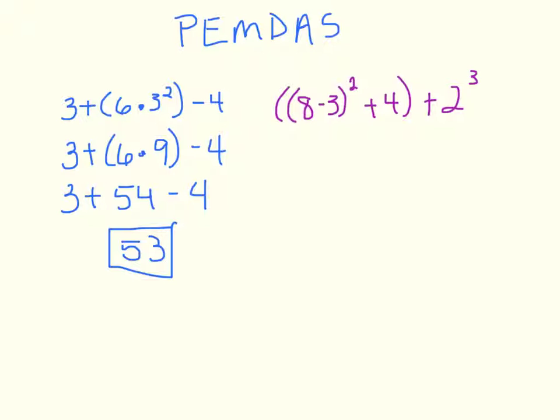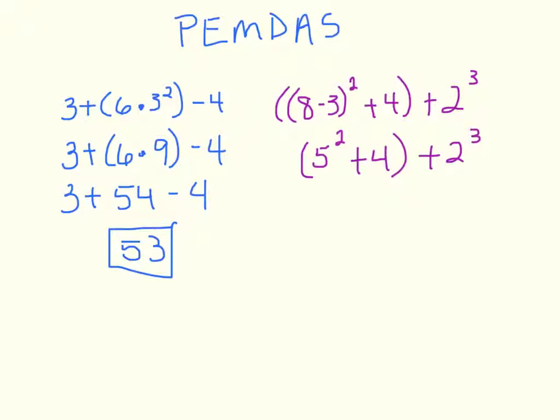So inside that parentheses, I have 8 minus 3, which is 5. So basically, I've just gotten rid of the parentheses around the 8 and the 3. So I now have 5 squared plus 4. And I'm going to close the parentheses. Plus 2 to the third power. Now I'm going back through the expression again. I see that I have parentheses, and inside the parentheses is an exponent, so I'm going to take care of that. And then as I move on, I see that I have another exponent, and I'll take care of that.